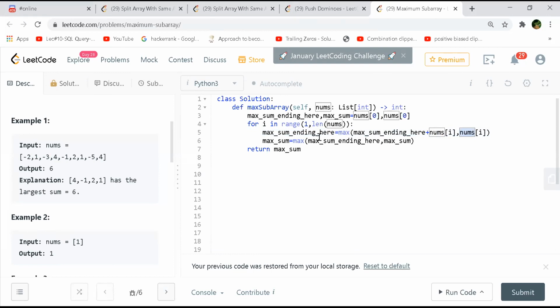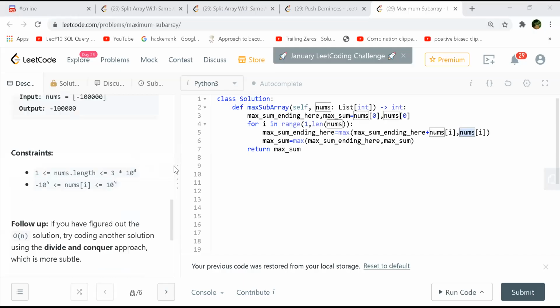Let's go through that. But what about the follow-up they are asking? No, that's a good one too. I'm just trying to look at that. Why are they asking a follow-up when we have an optimized solution? The divide and conquer approach will work in n log n complexity, but Kadane's algorithm is O of n. Okay, then why are we going for divide and conquer? It will be n log n, right?